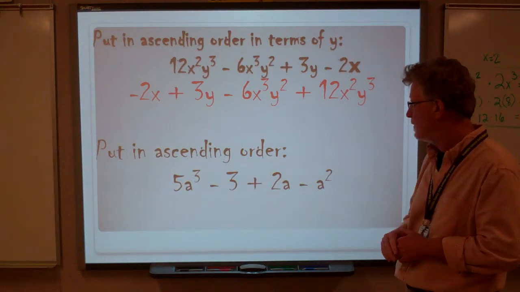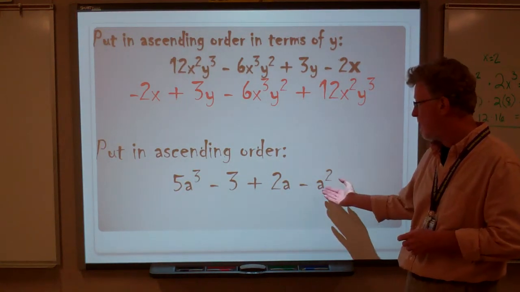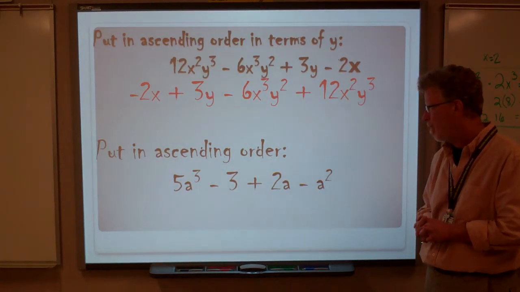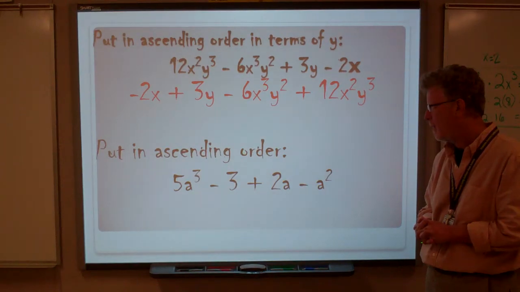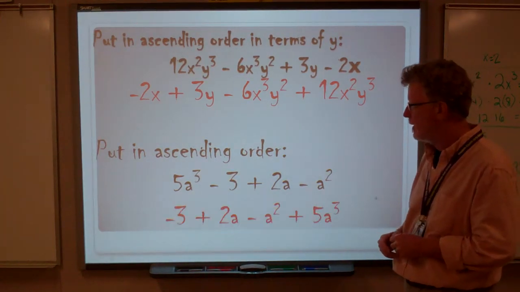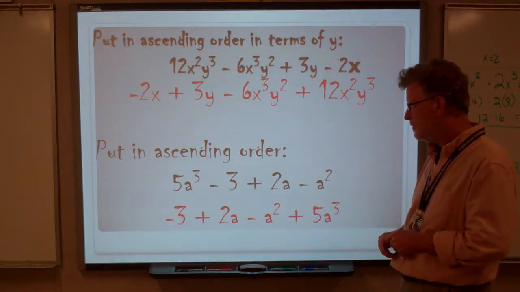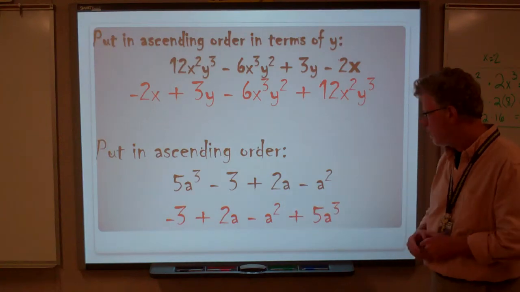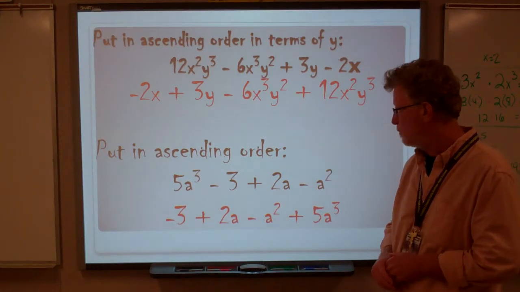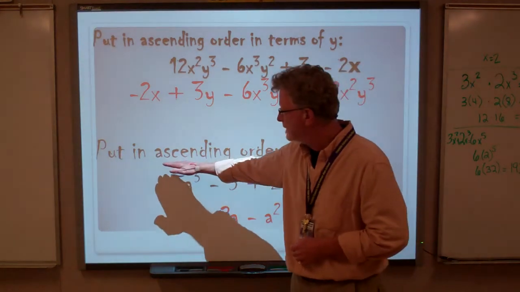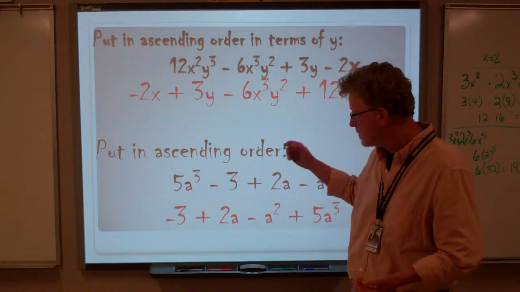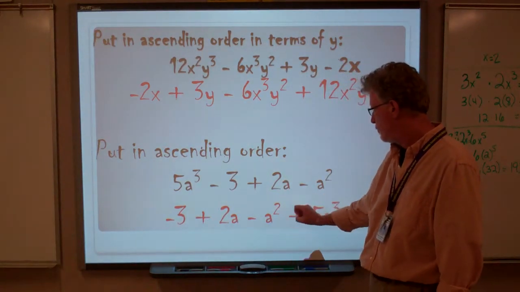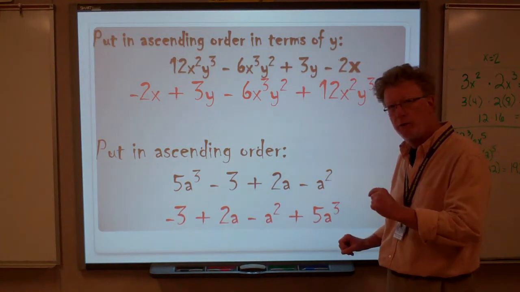Now, try this one. Put this one in ascending order. And since we only have one variable, I don't have to define. We're going to do this in terms of a. Okay, and I hope what you ended up getting was negative 3 plus 2a minus a^2 plus 5a^3. And again, we're going in ascending order, so we're going smallest to largest. This has got a 0 degree, a 1 degree, 2 degree, 3 degree. 0, 1, 2, 3, ascending order.